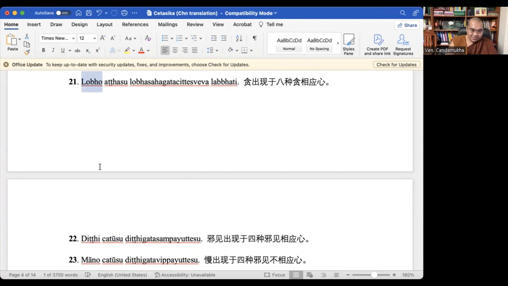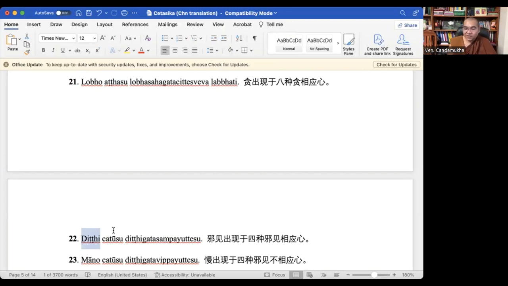And then the ditthi cetasika. Ditthi is like the left hand disciple of Lobha, and mana is the right hand disciple of Lobha. Like that we can say. Like a human being, we have two hands, so also Lobha has two hands: ditthi and mana, wrong view and conceit. They remain in different locations, and also they have different associations.